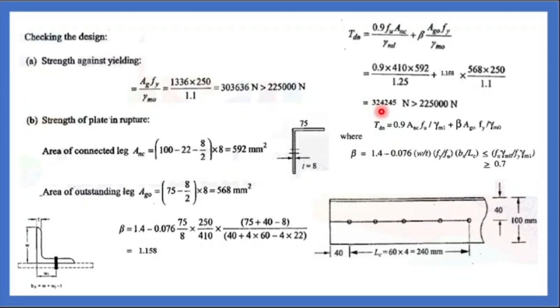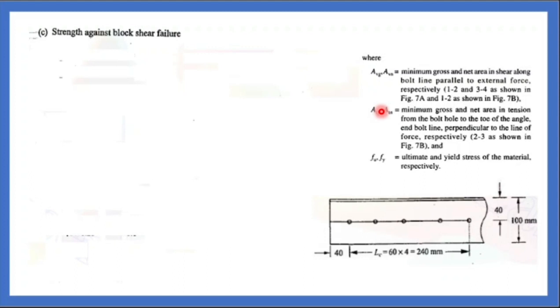The last case, check for block shear. If it is more than 2,25,000, you are safe. Check the strength against block shear failure. Avg and Avn: Avg is the gross area of this connection. This is 40 and you have 4 connections into 8, the thickness. So this is your line of action. What is Avg? Minimum gross shear area along the bolt line parallel to the external force. So the force is acting here and this is the line of action. What is this area? 40 plus 60 into 4, into 8.